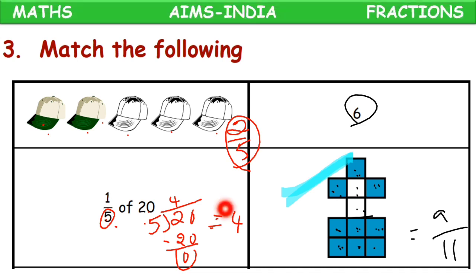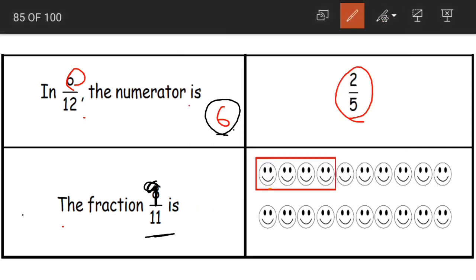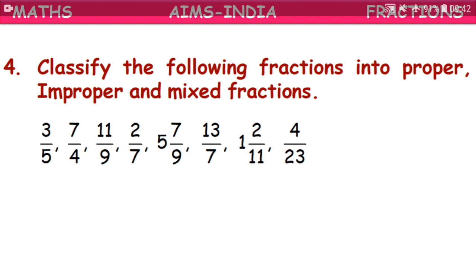And the only thing that is remaining is 1 by 5 of 20. That is nothing but 4, as I said, children. See, if you look at here, 4 smileys are put in a box. And what are the total smileys? 1, 2, 3, 4, 5, up to 20. Yes, out of 20, 1 by 5 means what? These 4 smileys. So, 1 by 5 of 20 means this. Understood, children? Match the following.